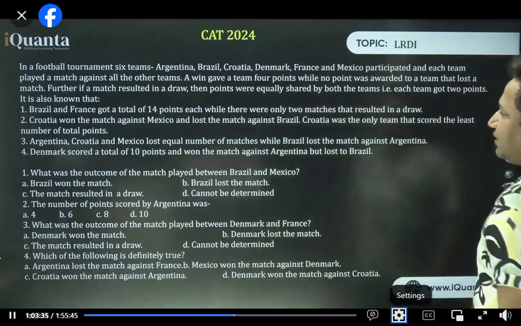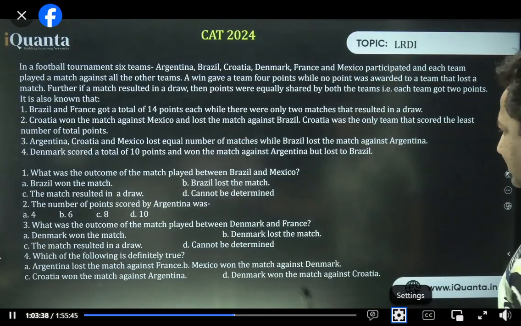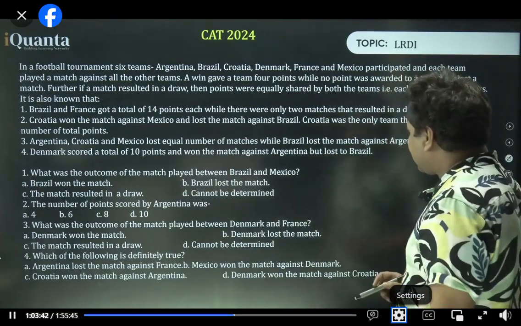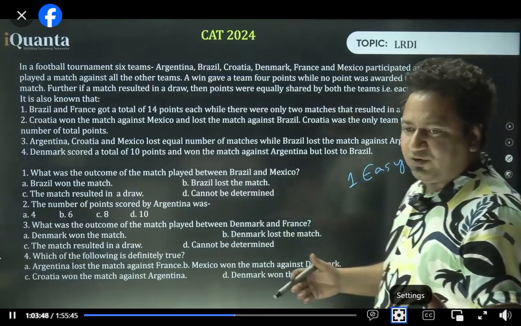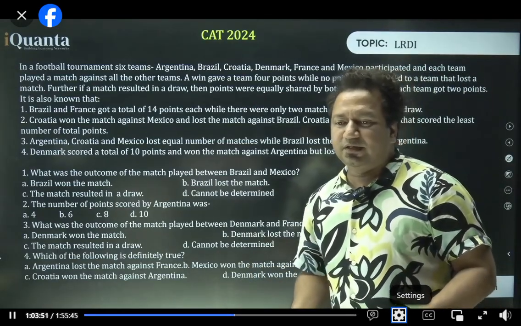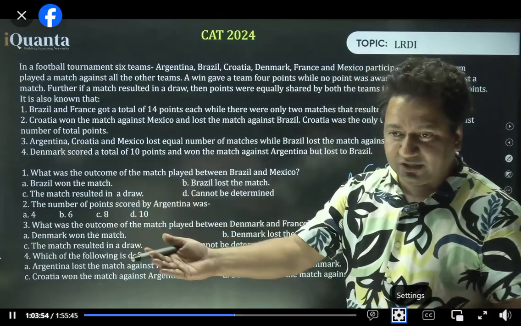What about this kind of set comes in the real exam. See, in LRDI, what is going to happen? You will always get one easy set. Always. The problem is, people do not identify which one is easy. So the main thing that you learn is to identify the easy set, which you have to do.